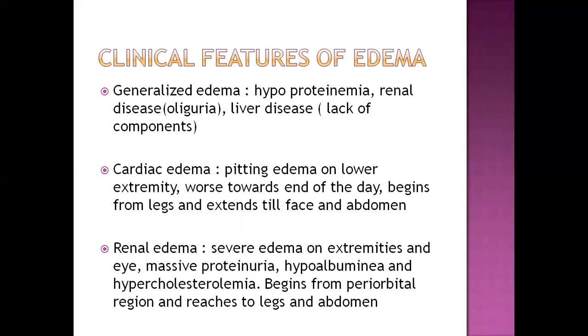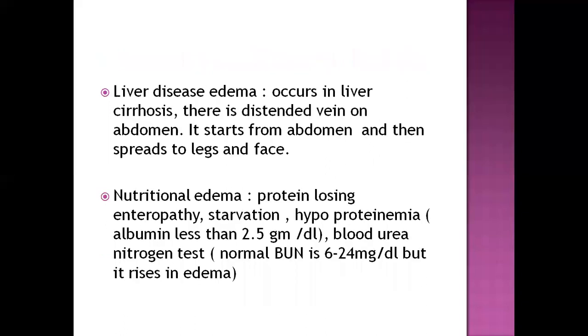Renal edema, edema caused due to renal disease. There is severe edema on extremities and eye. That eye is also called baggy eye. Also there is massive proteinuria, hypoalbuminemia and hypercholesterolemia. It begins from the periorbital region, that is around the eye, and reaches to legs and abdomen.